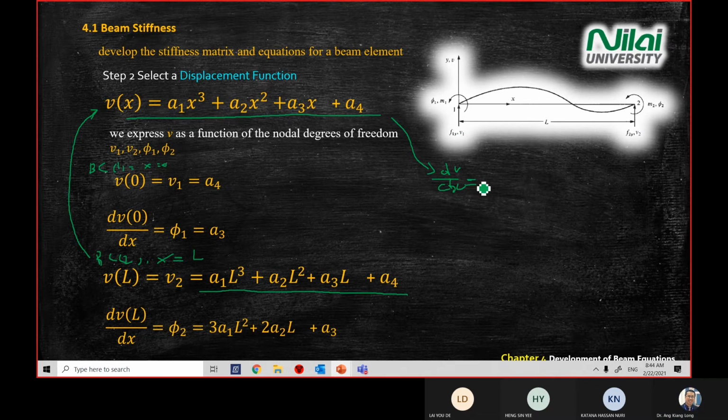Katana, are you there? Yes, sir. So if you differentiate the first term here, what do you get? Yes, sir. What do you get? If you differentiate this term that I highlight on the screen over x, what do you get?